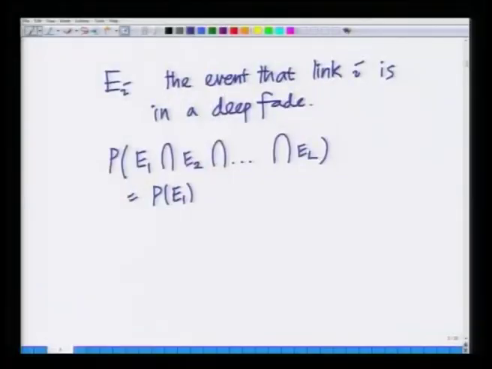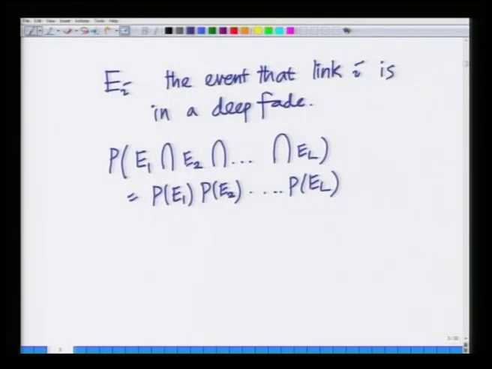However, we know that these links are independent, which means each of these events is independent from the others, which means the probability of this intersection of events is simply probability of E1 times probability of E2 times so on until probability of EL. The probability of all the links being in a deep fade is simply the product of the individual probabilities, because these events are independent. Now, we know that probability of E1 is nothing but the probability that link 1 is in a deep fade, and that is 1 over SNR. Similarly, the probability that link 2 is in a deep fade, P(E2), is also 1 over SNR.